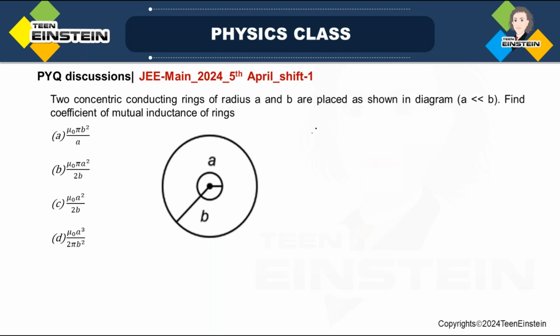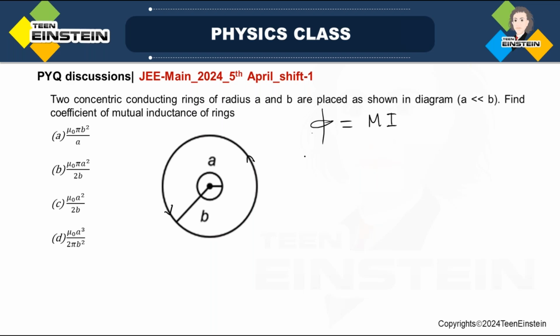So how do I find out mutual inductance? To find out the coefficient of mutual inductance, what I have to do is find out flux. We know flux is equal to mutual inductance into I, where I is the current. That means, if I pass current in the bigger ring, it will produce a magnetic field at the center, or anywhere right inside. So that magnetic flux will be connected to this smaller ring.